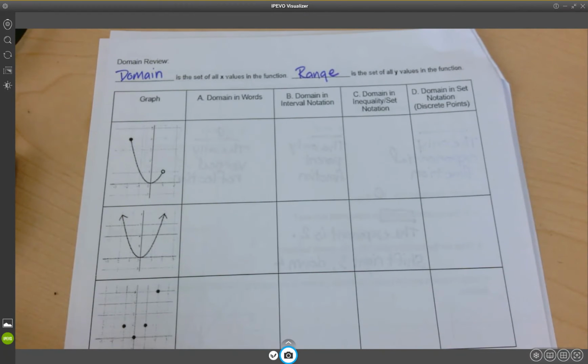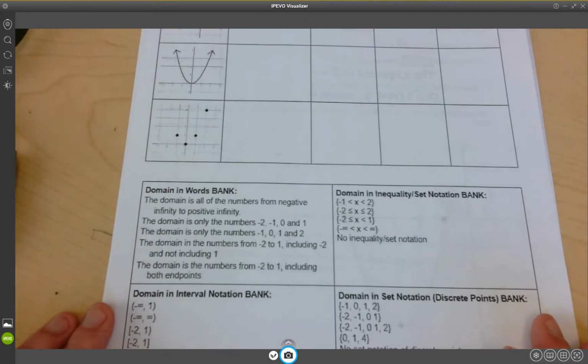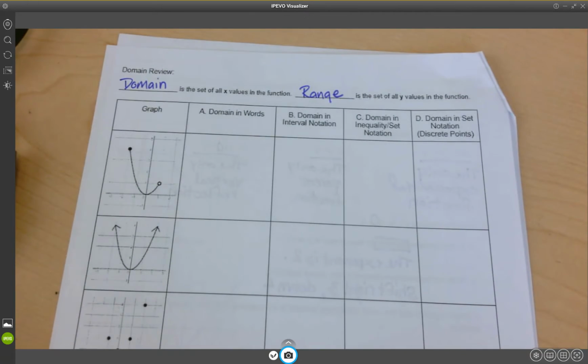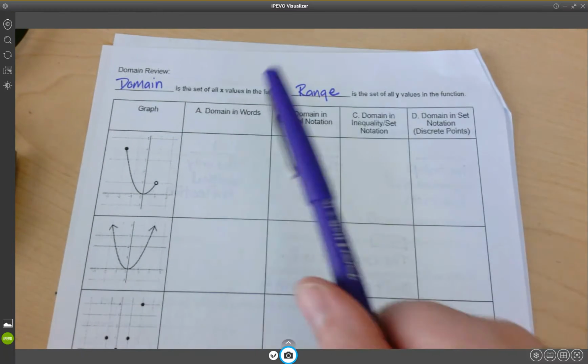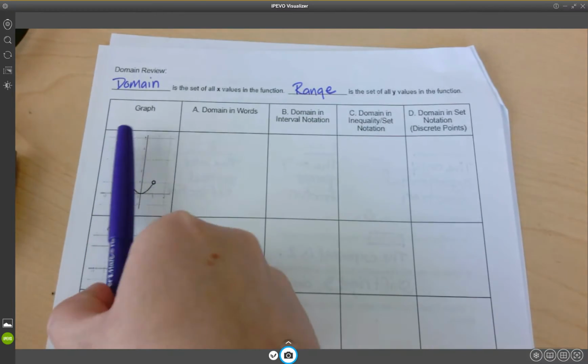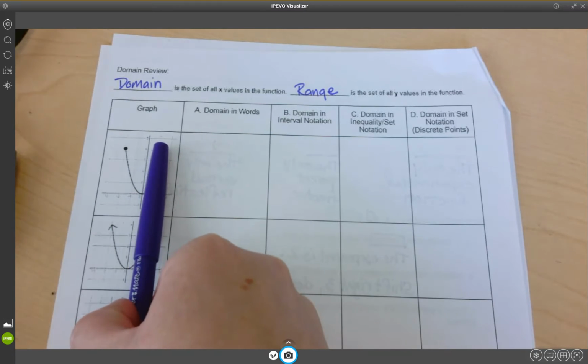So I'm going to show you a few of these, and then I'm going to encourage you, since we do have a word bank at the bottom, to try these and then pause the video and come back. But let's do a couple together first. The first thing we're going to do is try to write the domain in words. You want to start at the left side of your notes and go to the right side of your notes.